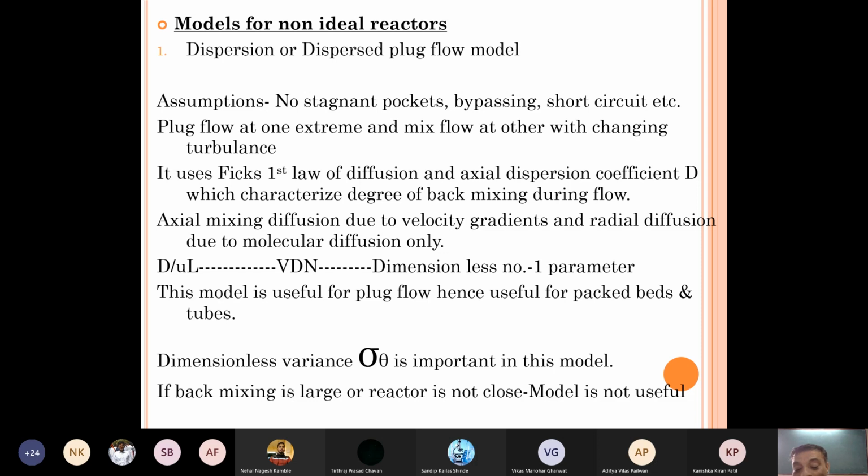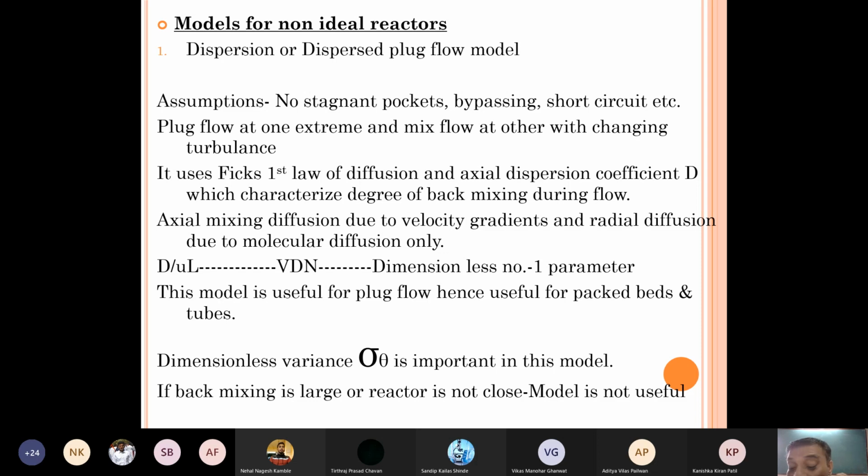मी काय सांगितलं मगाशी? पहिलं मॉडेल is useful for plug flow. Hence useful for packed bed and tubes. Hence to find out conversion. या मॉडेलला आपण काय करतोय अल्टिमेटली? तुम्हाला मी नेहमी म्हणतोय, आपल्याला ऍप्लिकेशन माहिती पाहिजे. हे सगळे मॉडेल का शिकायचे आपण? By this model we are finding out conversion.